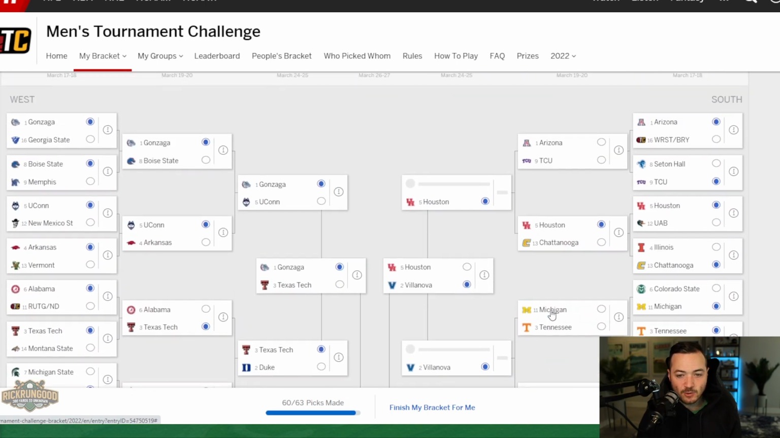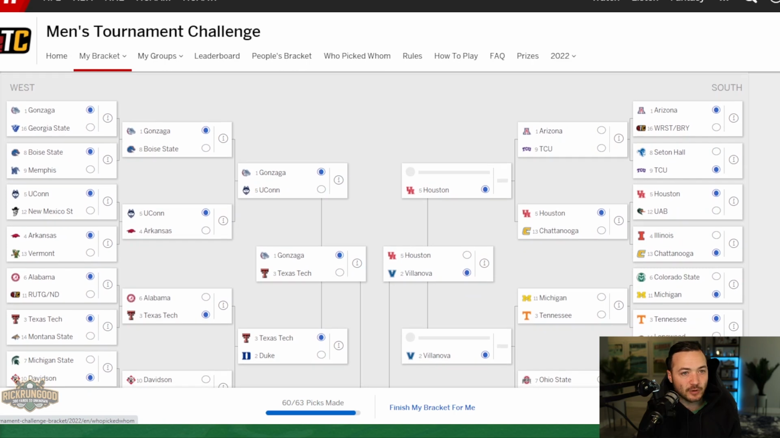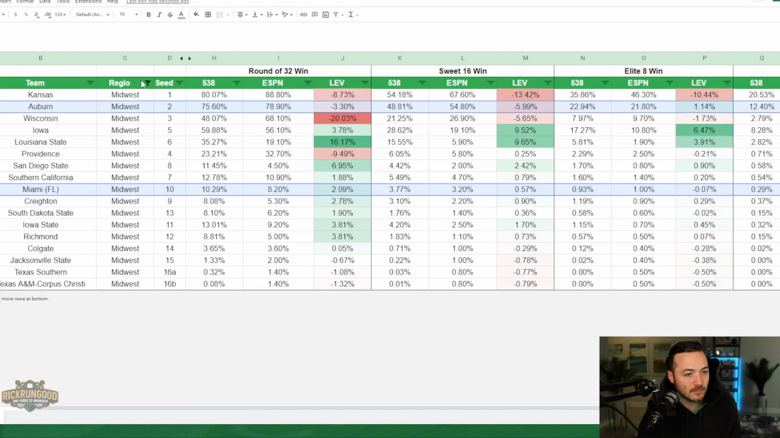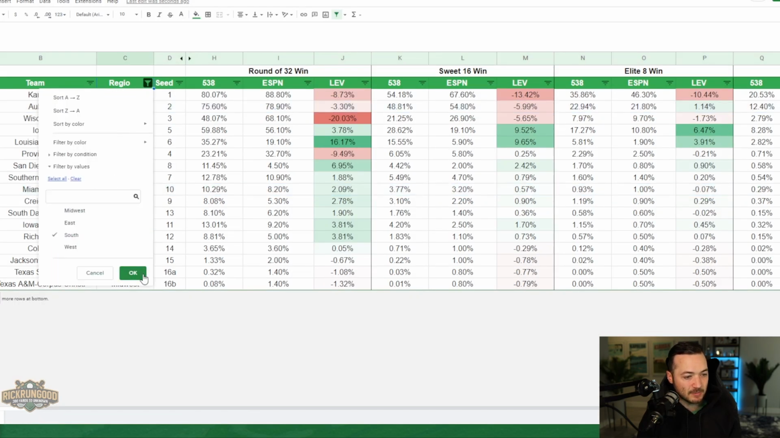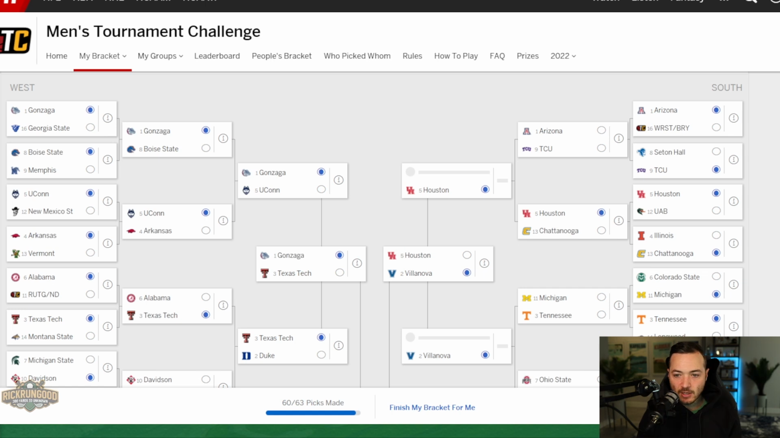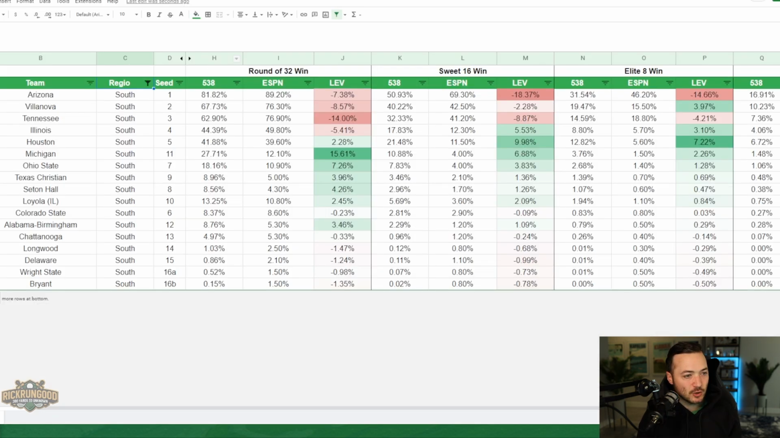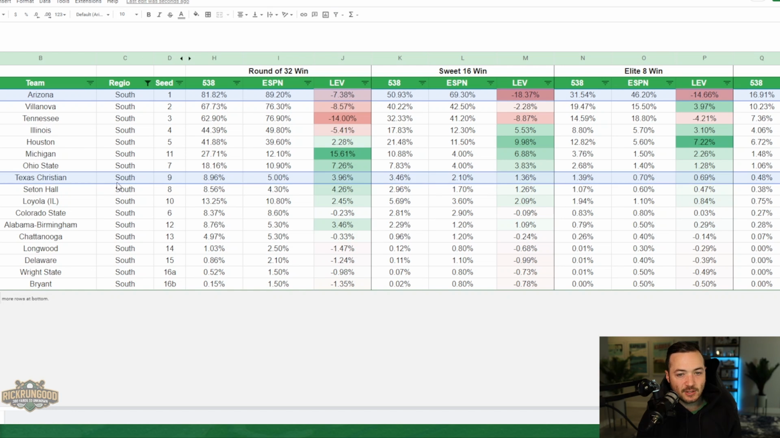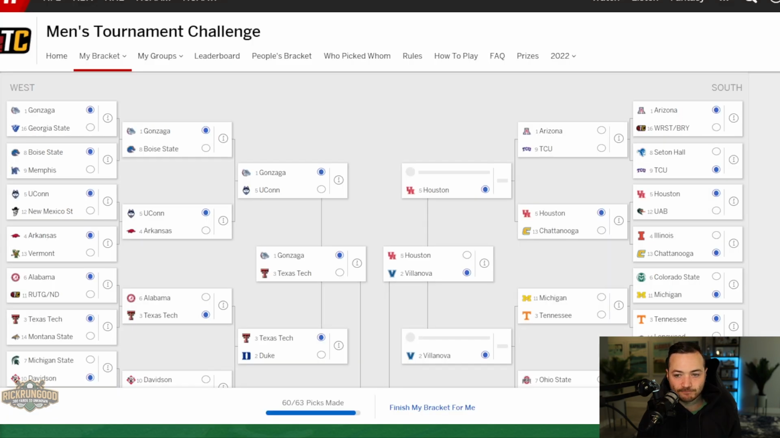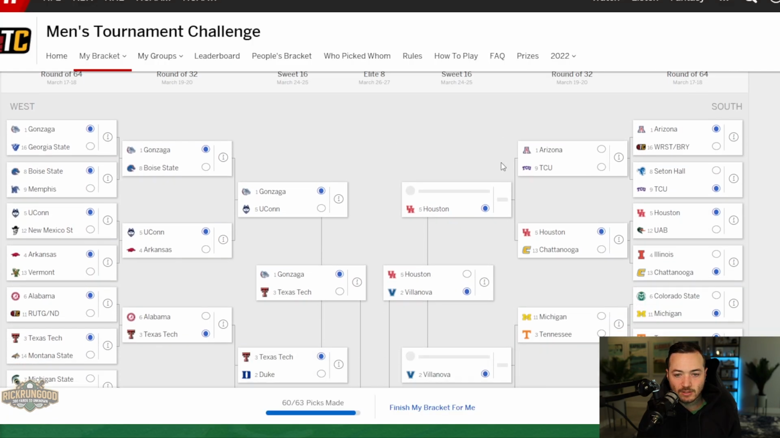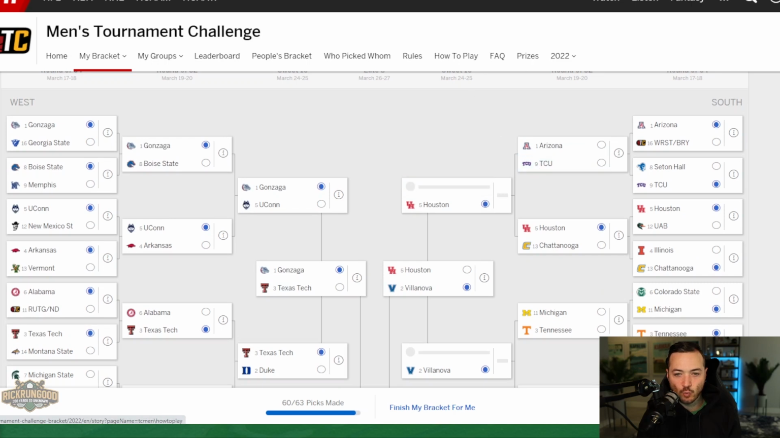And that leaves us with the South region. I believe these are the last picks we have to make here. So the South region is Arizona and TCU. This is probably going to be Arizona. Yeah, TCU just doesn't win enough. So this is round of 32 win Arizona by far.